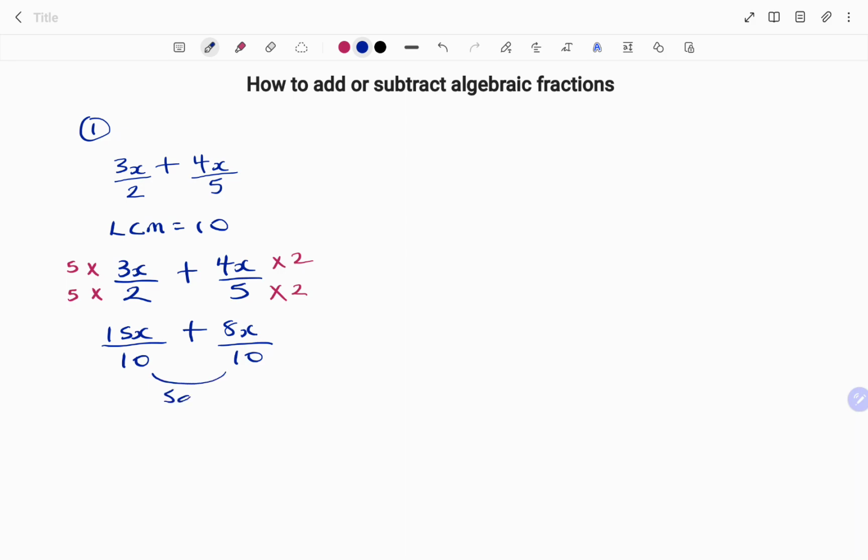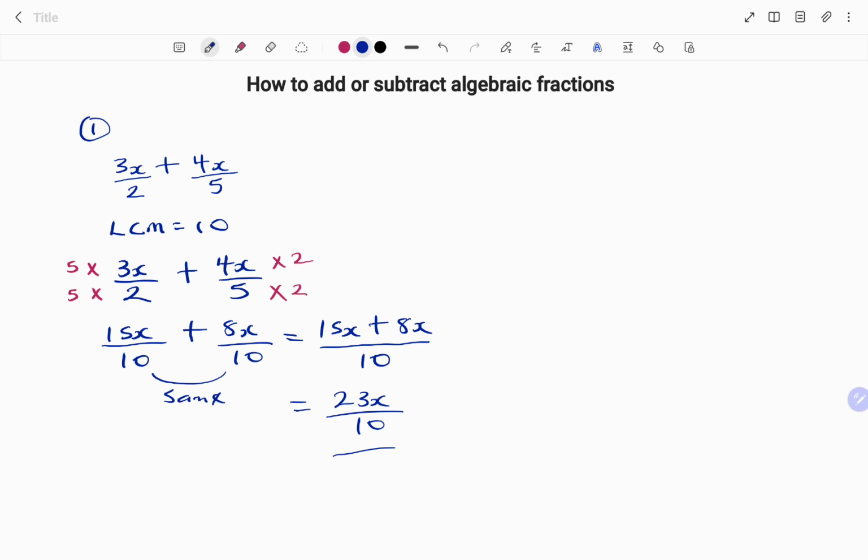Now that the denominators are the same, you can add the numerators, which is 15x plus 8x, putting them under the same denominator, which is 10. You have 23x over 10.